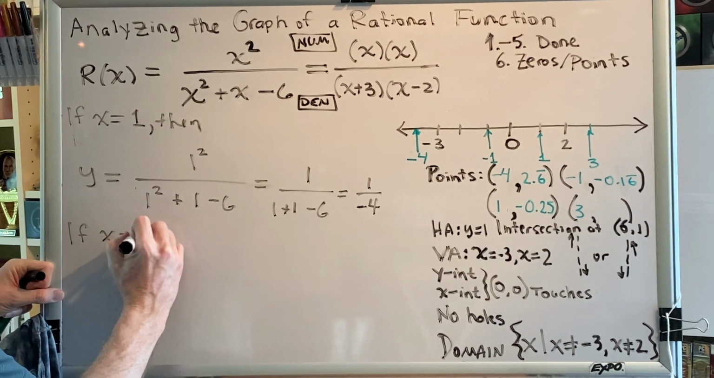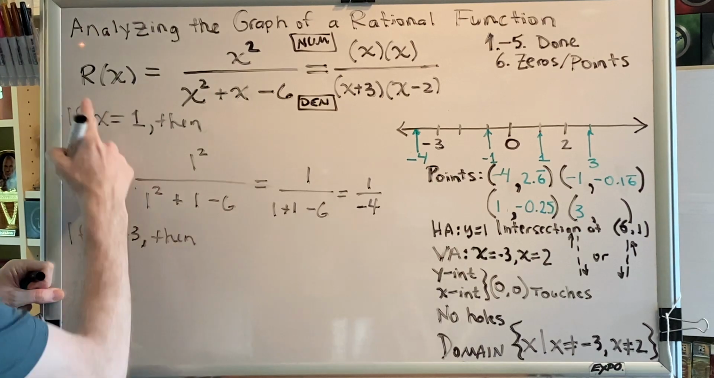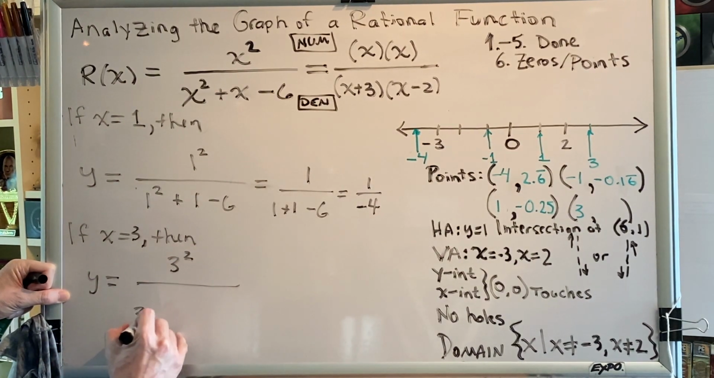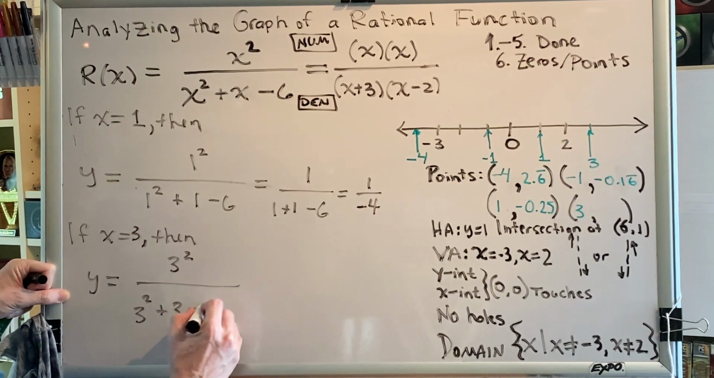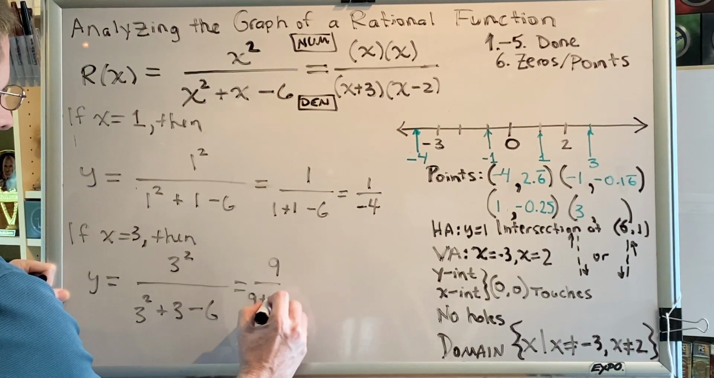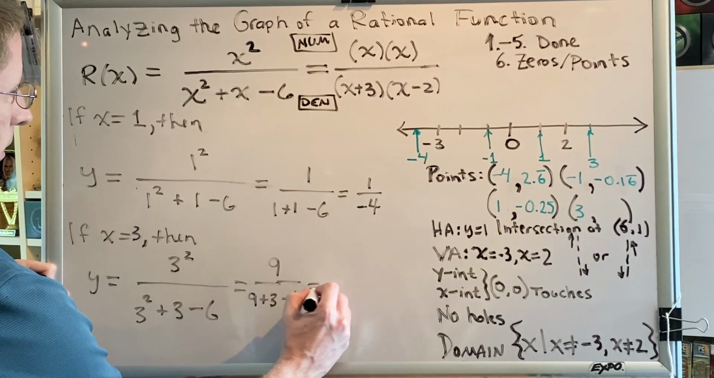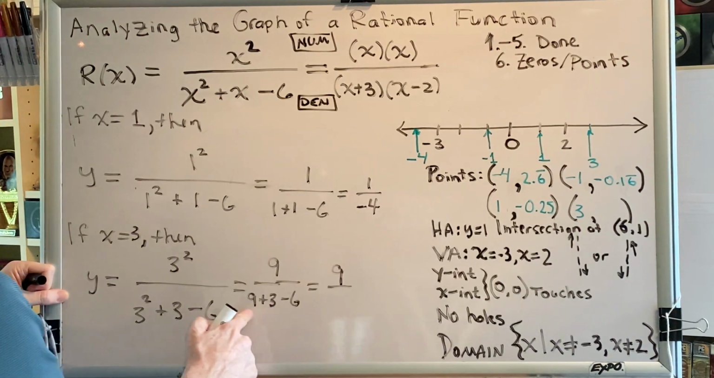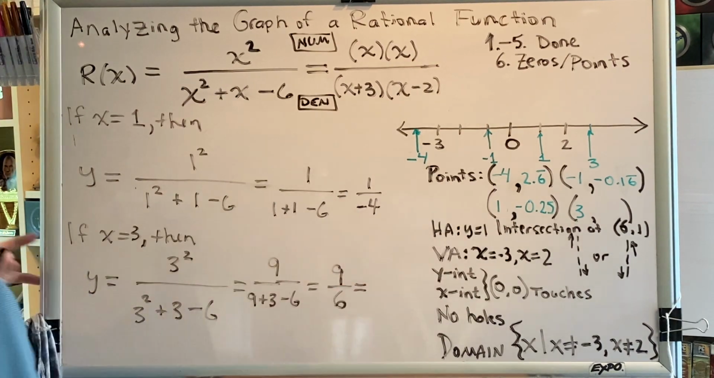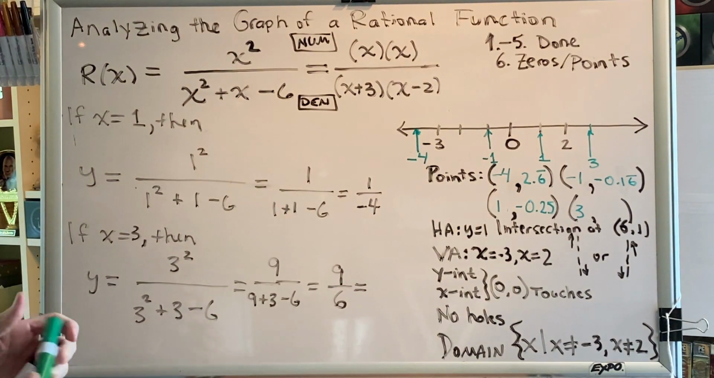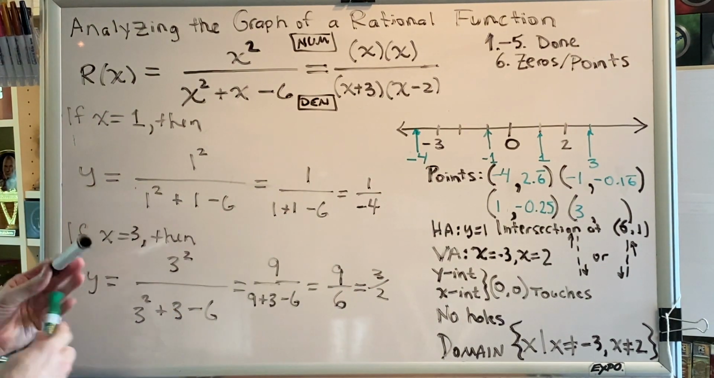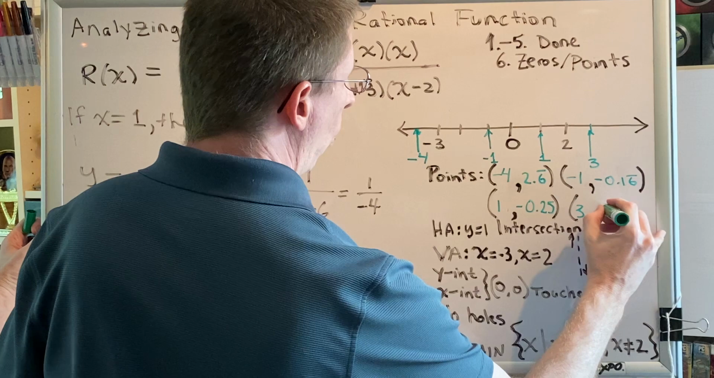All right, last value of x. If x equals 3, then r of x, or in this case y, equals 3 squared over 3 squared plus 3 minus 6, which equals 9 over 9 plus 3 minus 6, which is 9 over 9 plus 3 is 12, minus 6 is 6, 9/6, which reduces to 3/2, which is the decimal 1.5. That is also a terminating decimal. It will not need a bar over it. 1.5.